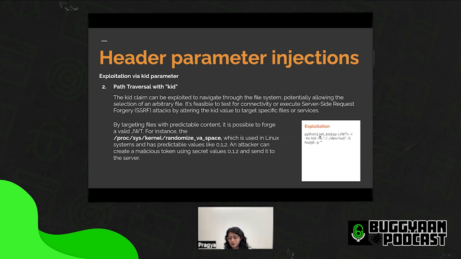This is a tool actually, jwt_tool.py. It directly helps in exploiting this. You can see it's a Python tool, jwt_tool, then the KID, and then this is the path /dev/null. /dev/null also has a value of 0, I guess, and the algorithm is HS256. Using this tool, you can directly try to exploit this.